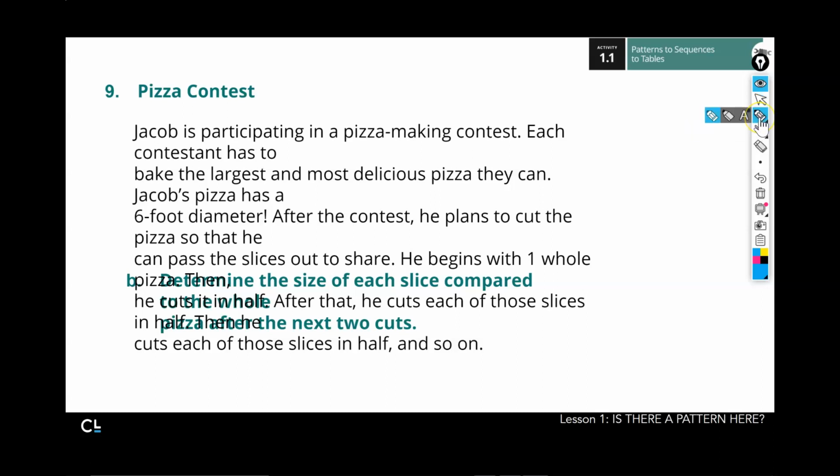So if he starts out with 1 whole pizza and he cuts that in half, then that would be a half. If he cuts a half in half, that would be a fourth. If he cuts a fourth in half, that would be 1/8. If he cuts 1/8 in half, that would be 1/16. If he cuts 1/16 in half, that would give me 1/32. So that's what you would get after 5 cuts.